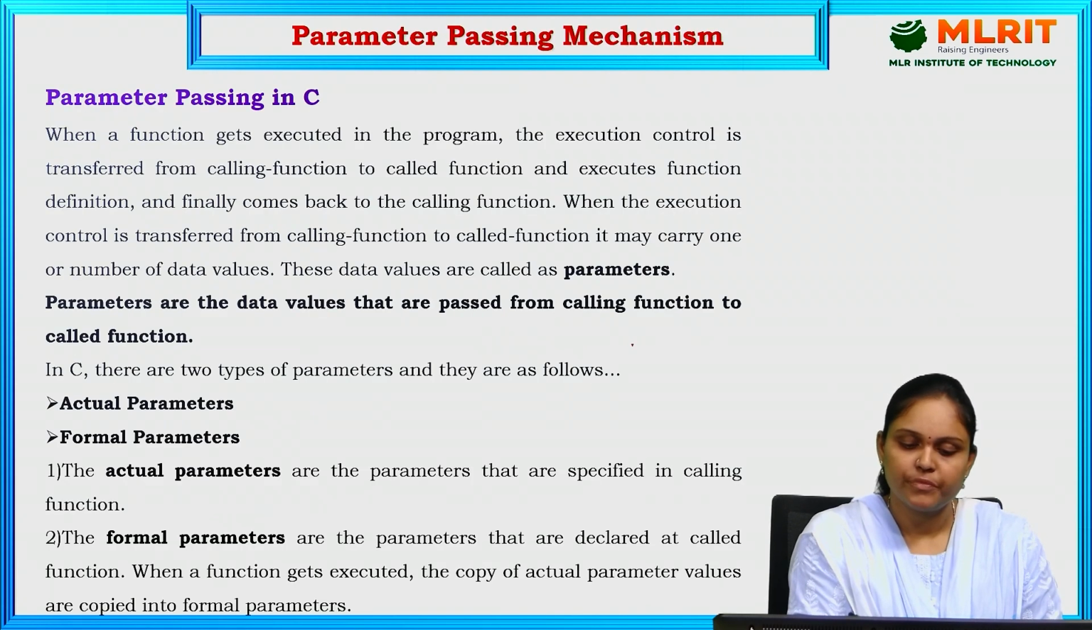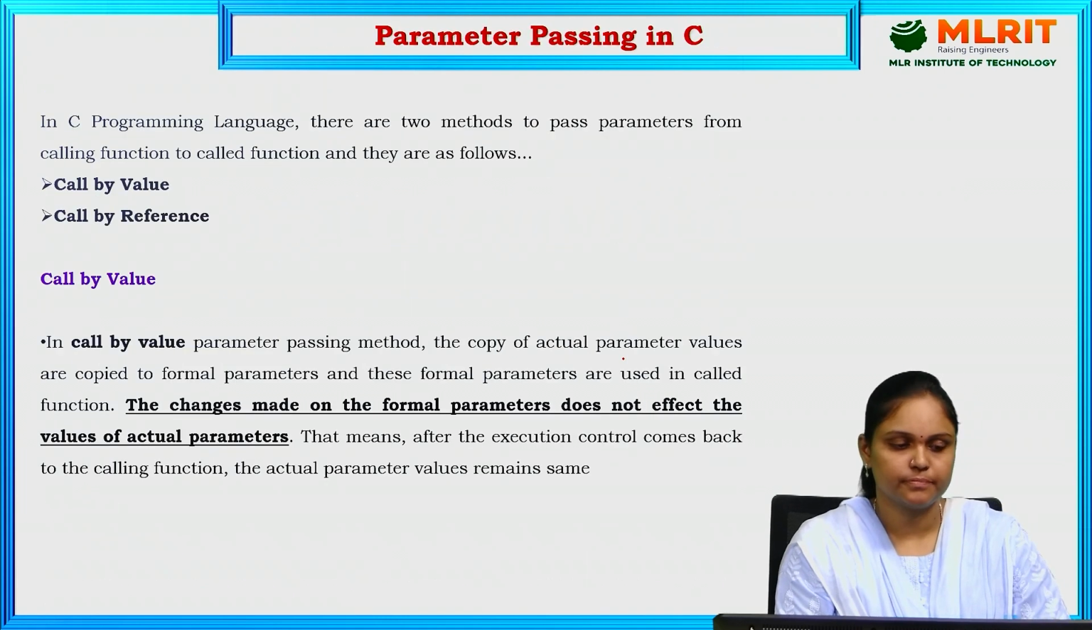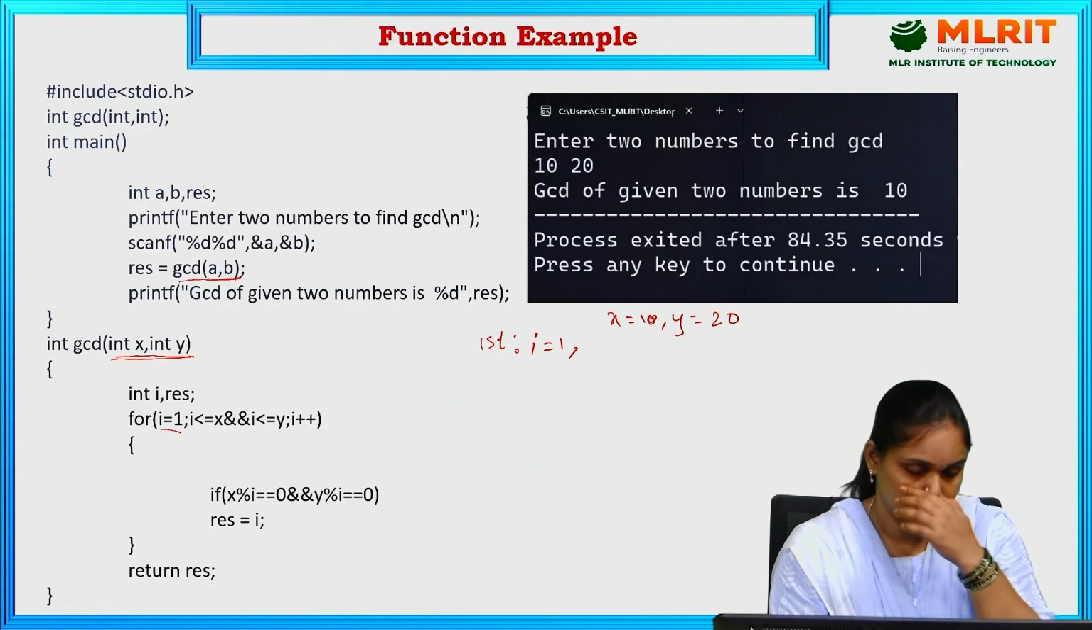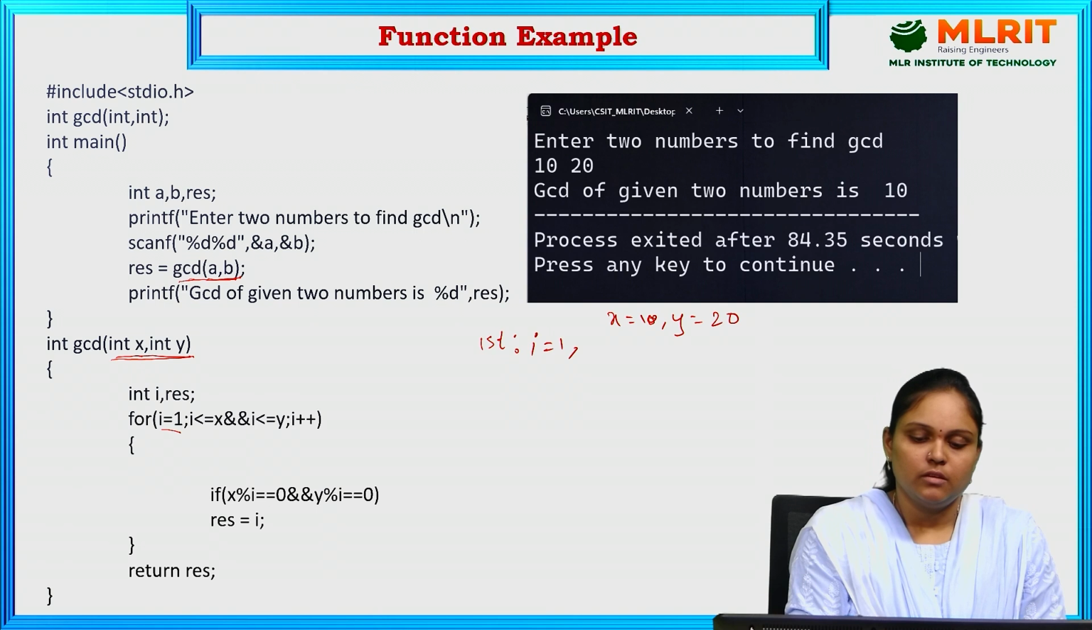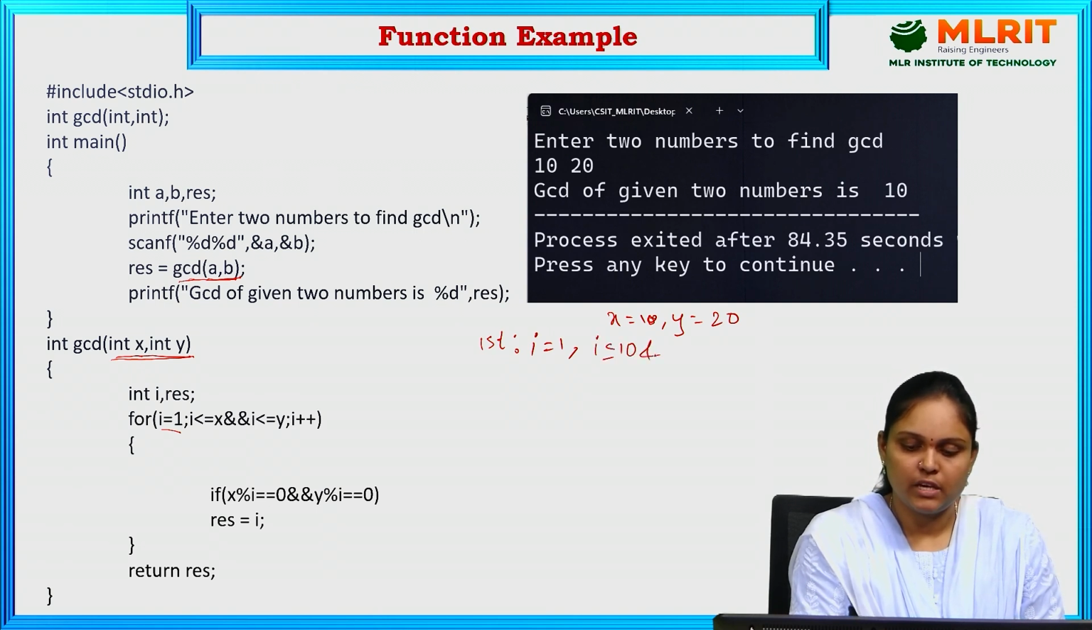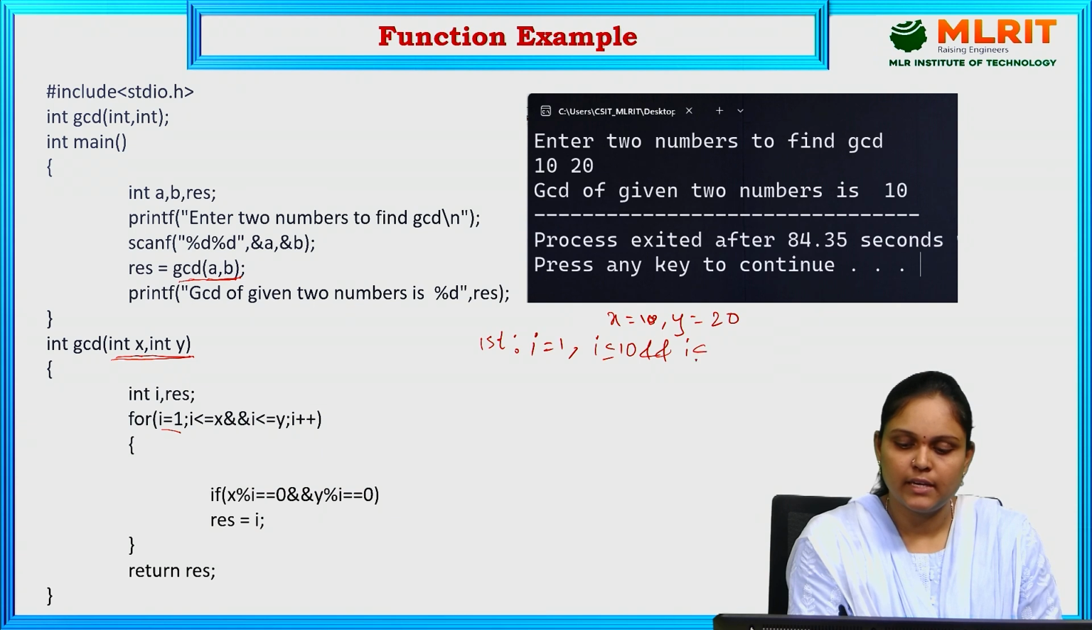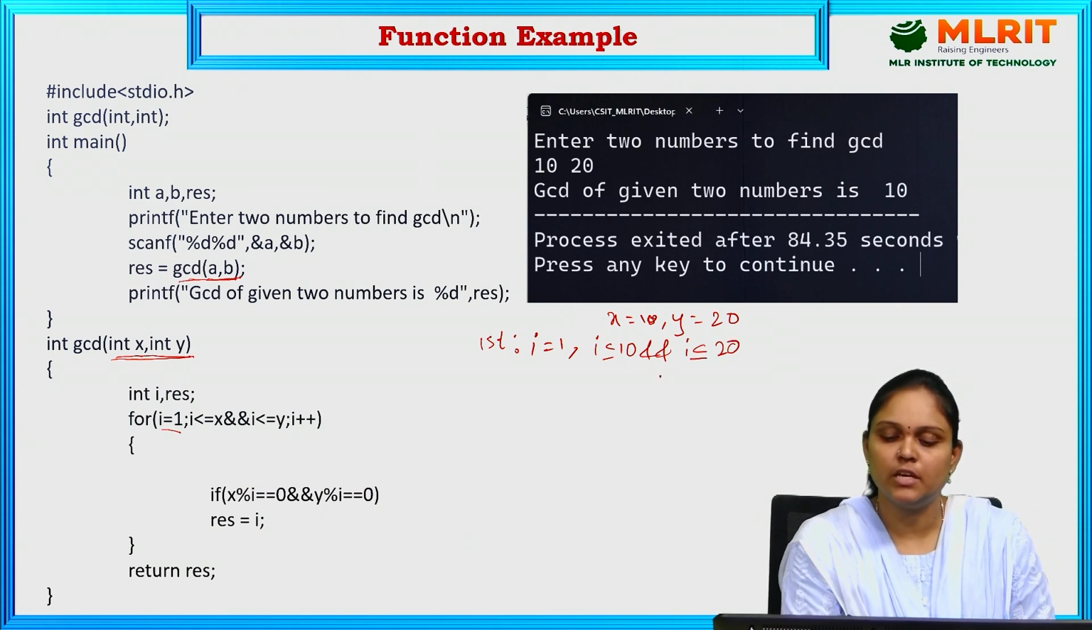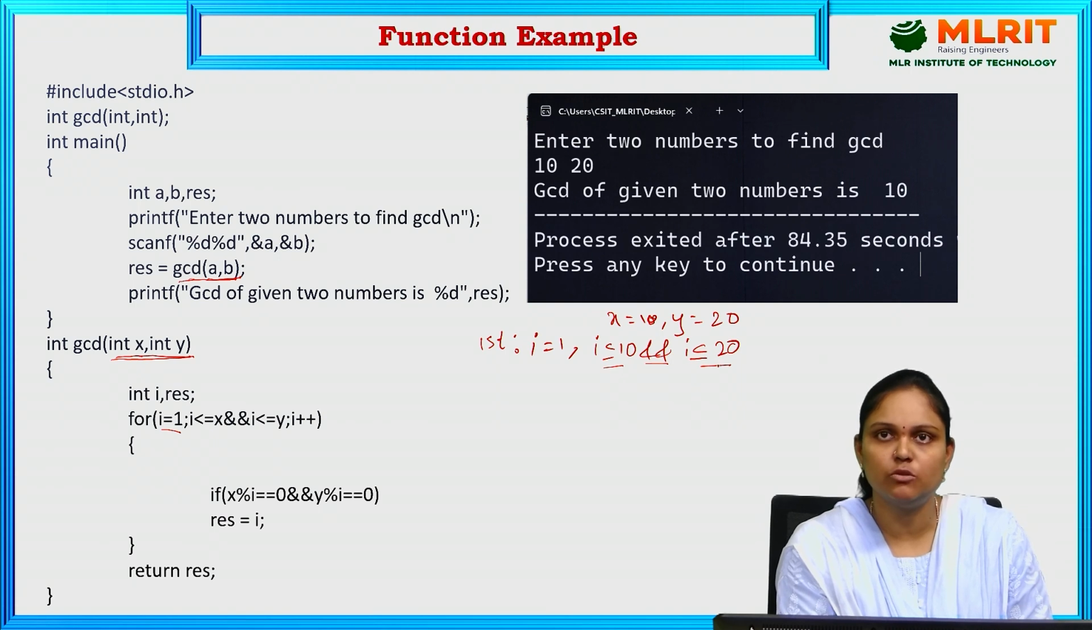So here, I is equal to 1 and I less than or equal to 10, and we have the logical AND operator, and I less than or equal to 20. The x value is 10 and the y value is 20. Here we are using the logical AND operator, which means both conditions should be satisfied. So I is equal to 1. 1 less than 10, true. 1 less than 20, true. So both the conditions are true, so the complete expression is true.